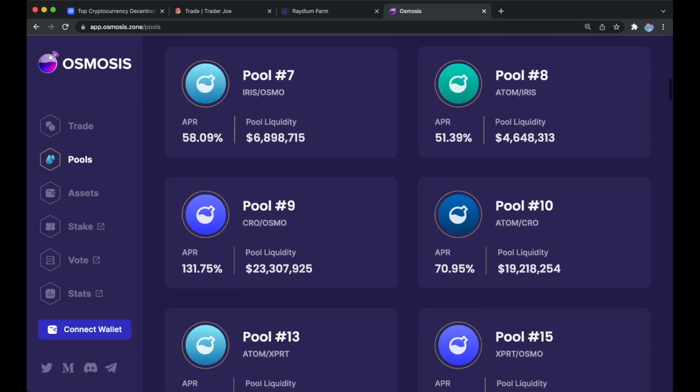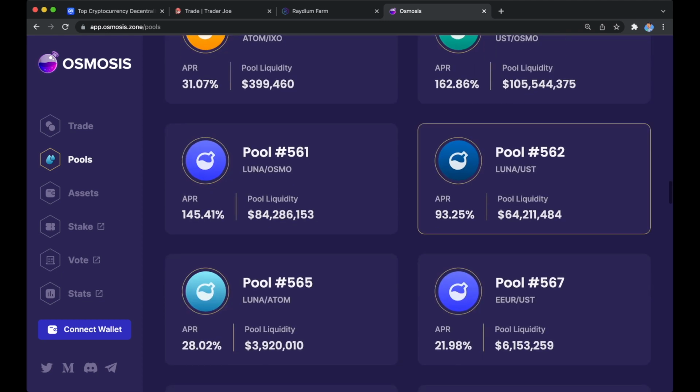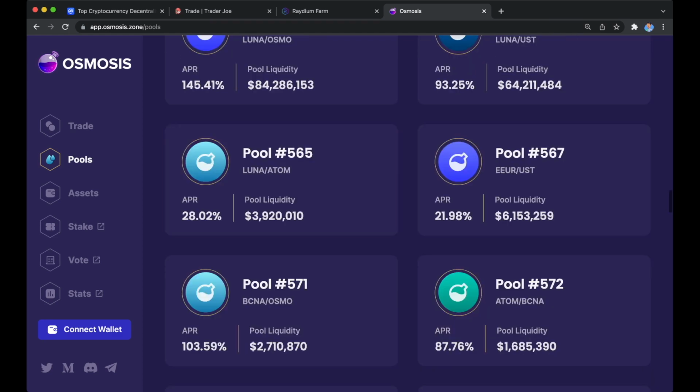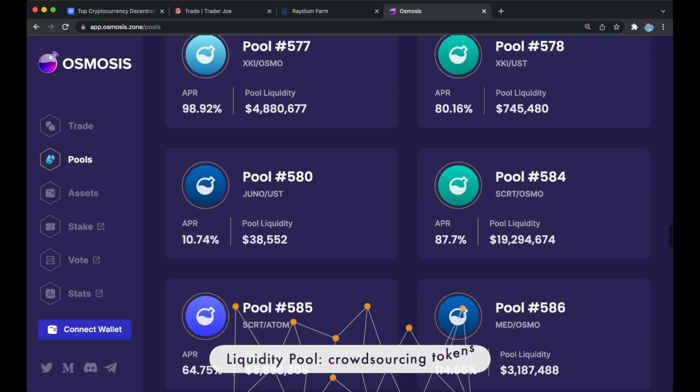I personally am a fan of the Terra Luna ecosystem and the UST ecosystem. So you can actually pool other popular assets. Here we have the CRO and the Osmo pair, Atom and CRO. Here we have Luna and UST stablecoin, 93% APR. That's a great return rate. We also have the Luna Atom pair, 28%. So we have a ton of options here for liquidity providing and yield farming.